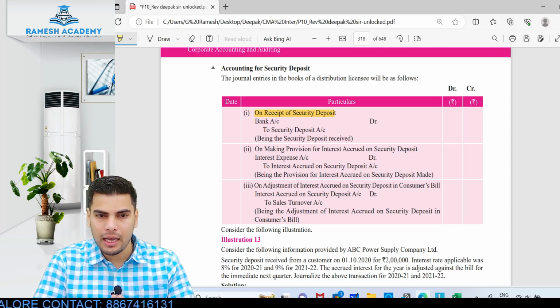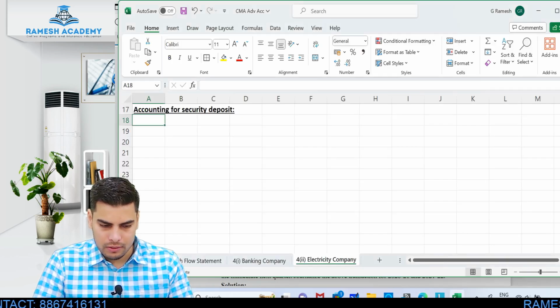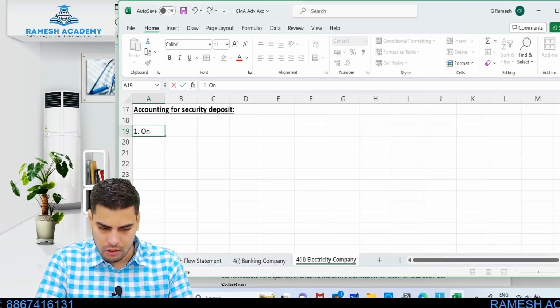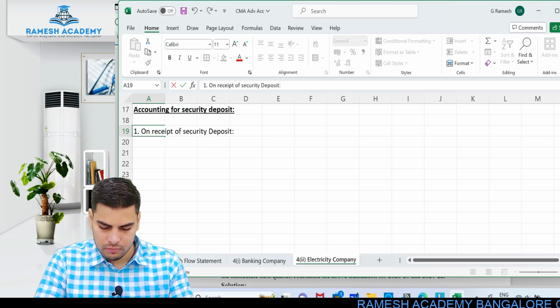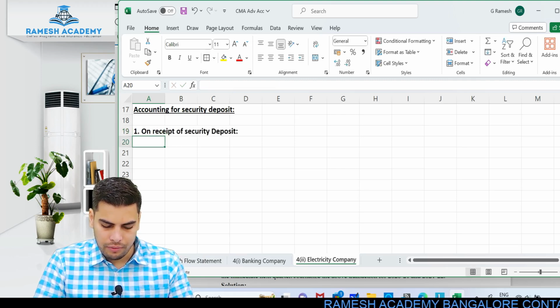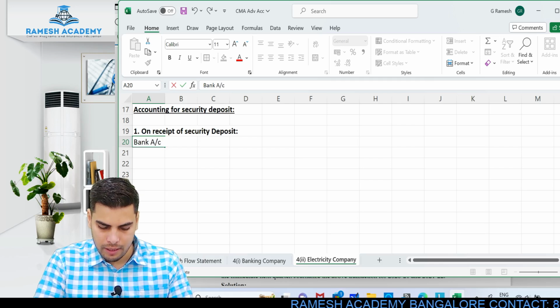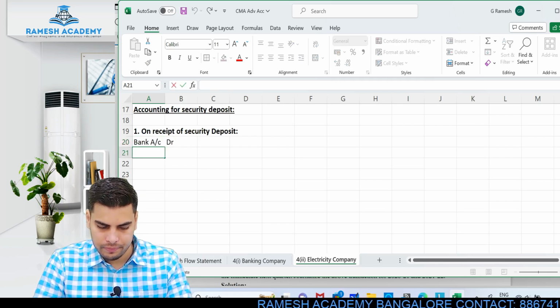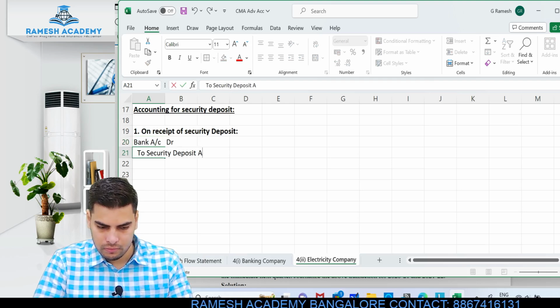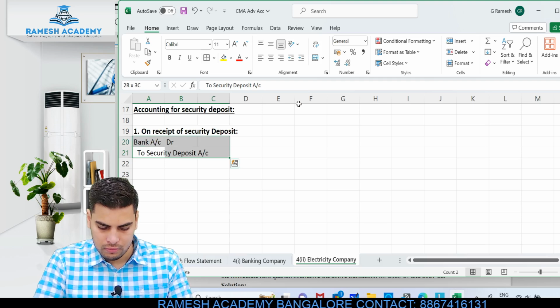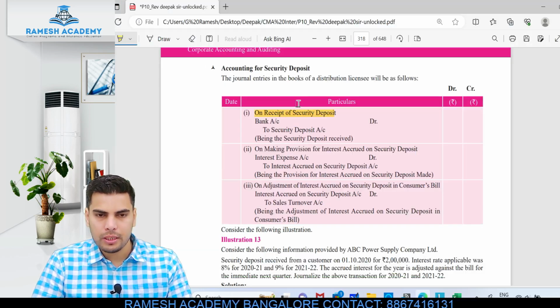The entry would be like this: cash or bank account debtor to security deposit. So the first transaction is on receipt of security deposit. The entry will be like this: cash or bank account debtor to security deposit. This would be the first entry.